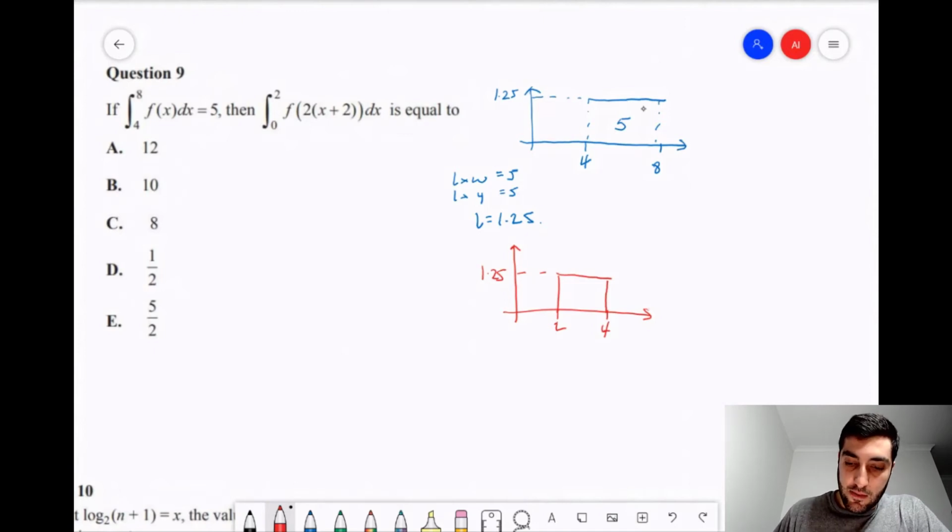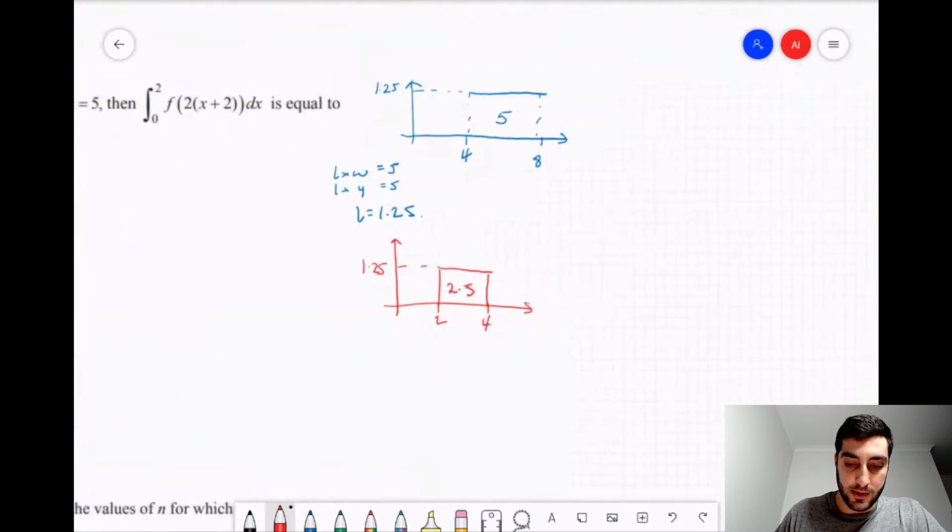So if we're shrinking the values in, we could then work out the area of that box. So it's width 2 and height 1.25. So therefore it'd just be 1.25 times 2, which is 2.5, is the new area. Great, so that's applying the dilation, a factor of a half from the y-axis. The last transformation is a translation of 2 units left. So x plus 2 means we shift it 2 units to the left.